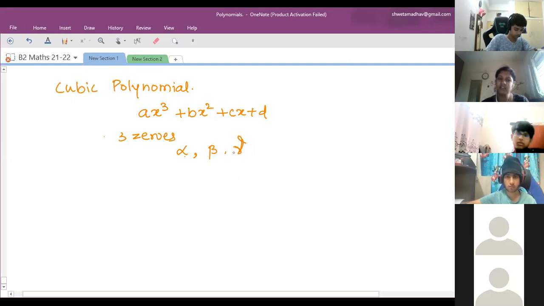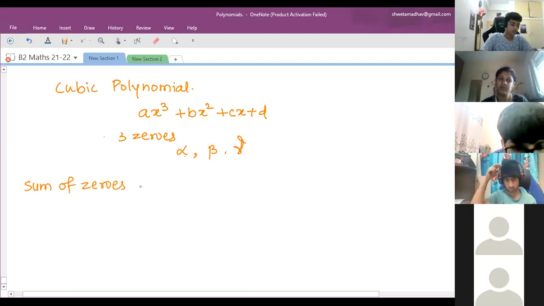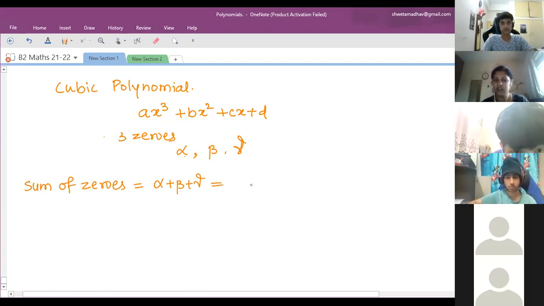Now it also has a relation between the zeros and the coefficients. There is a relation. So the first relation is the sum of zeros. The sum of zeros is equal to alpha plus beta plus gamma, which is equal to minus b by a. Exactly the same as in the quadratic equation.